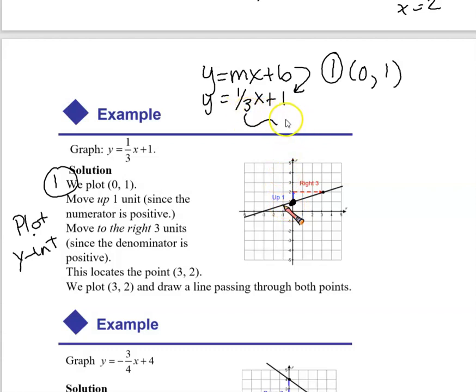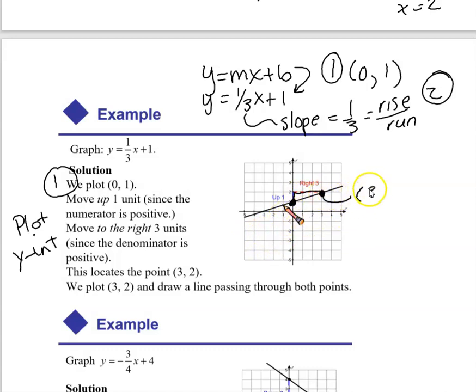This, remember, is the slope, 1/3, which is rise over run, and that's what you want to take care of second. You want to start at the y-intercept and then follow the directions, which is to go up 1 over 3 spaces to get to your next point. And that point is 3, 2. Okay, so we went up 1 over 3. We started at the y-intercept, then you follow the directions for the slope.